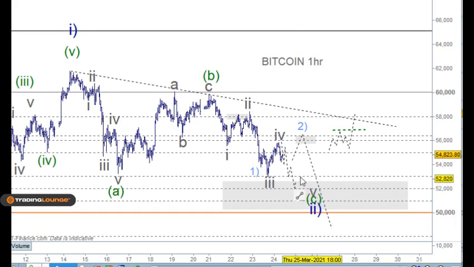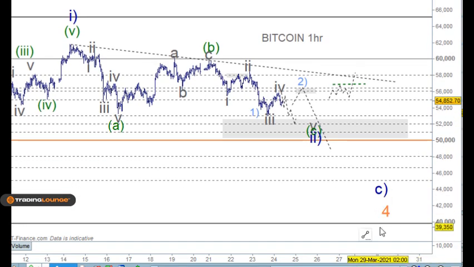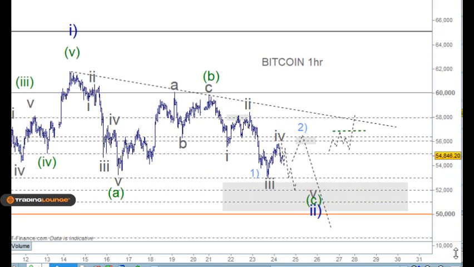But otherwise, if we see that push up into that space and then drop, then we will look at this count here. If we get a move up to here, then we won't be looking at this blue wave 2 here. We'll be looking at this guy down here at that point. Okay, so I don't really know what else to add to this.